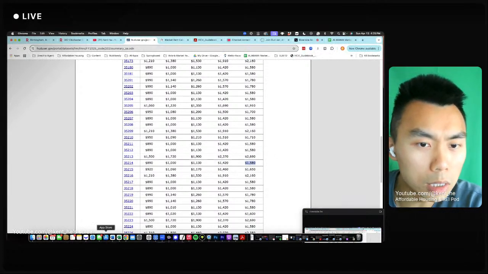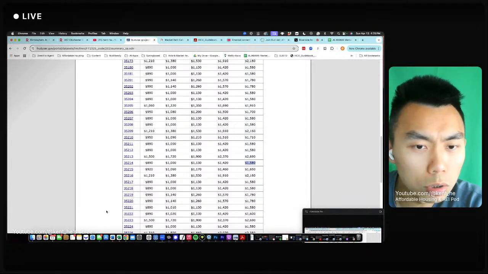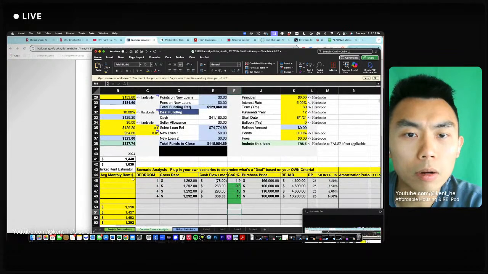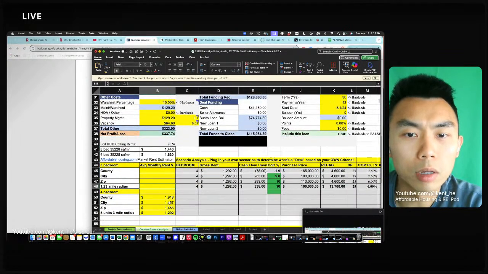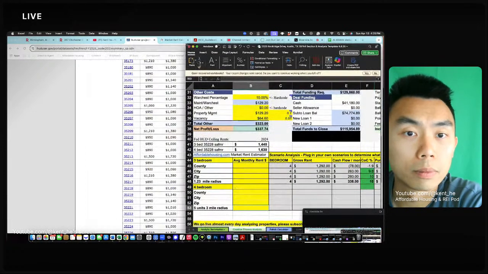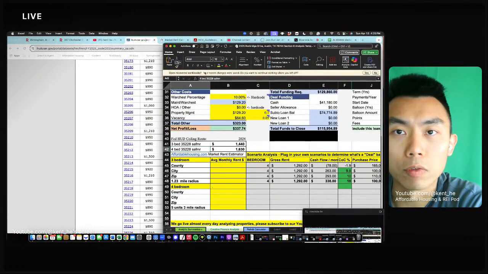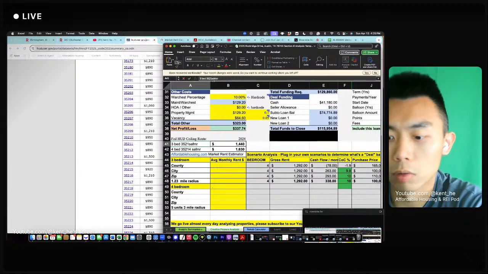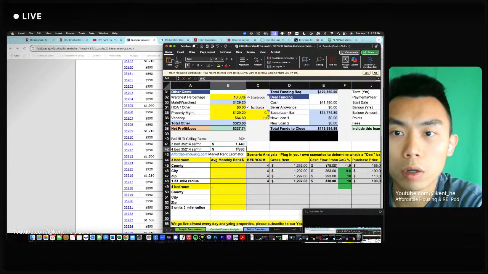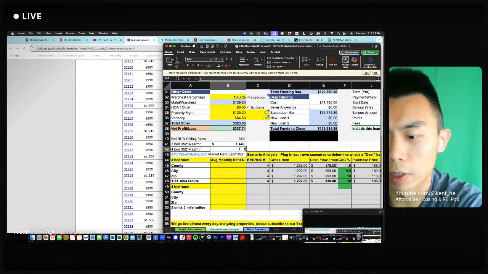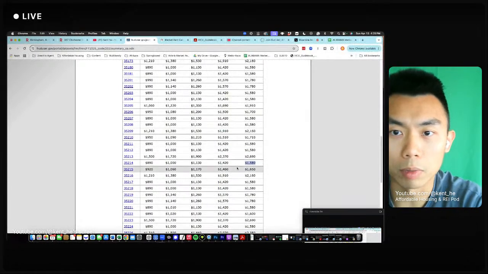Rent ceiling is going to be right over here. Four bedroom, 1580. And then the three bedroom is 1420.